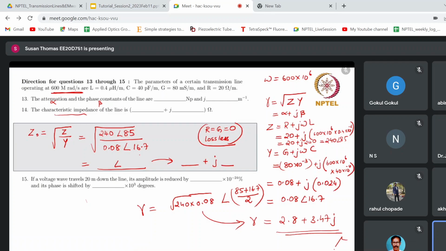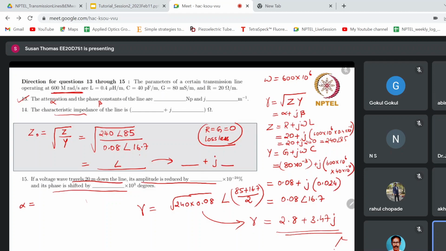Now the next question is slightly something you need to understand. If a voltage wave travels 20 meter down the line, amplitude is reduced by so and so percent and phase is shifted by so and so degrees. So this is the question. If you remember, you calculated alpha and beta in the first part of this question. So what was alpha?